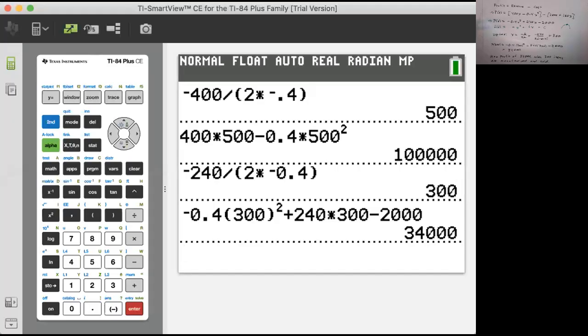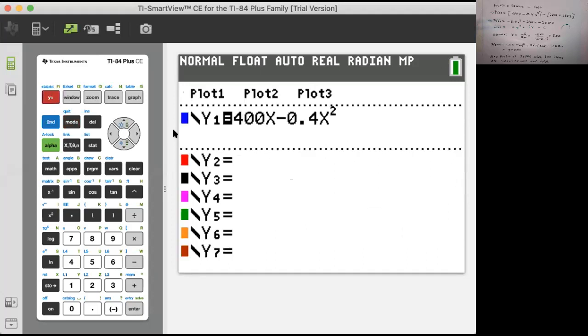So back to the graphing calculator. So to y equals, clear that out. So the first part is, remember, profit is revenue minus cost. Revenue 400x minus 0.4x squared minus the cost, minus parentheses 2,000 plus 160x. And we believe it occurs at 300.